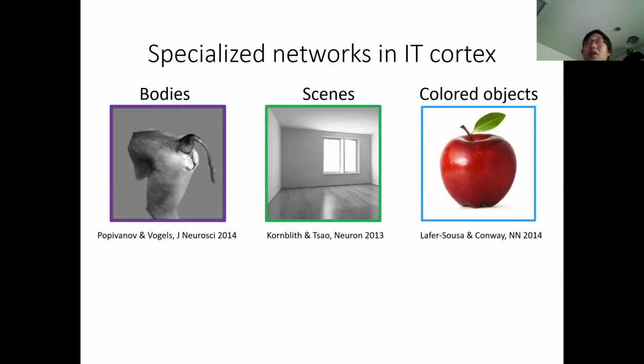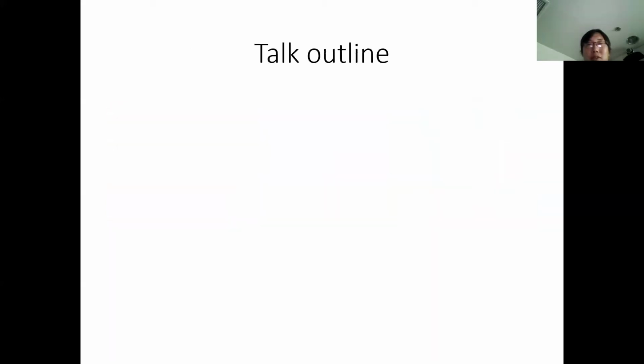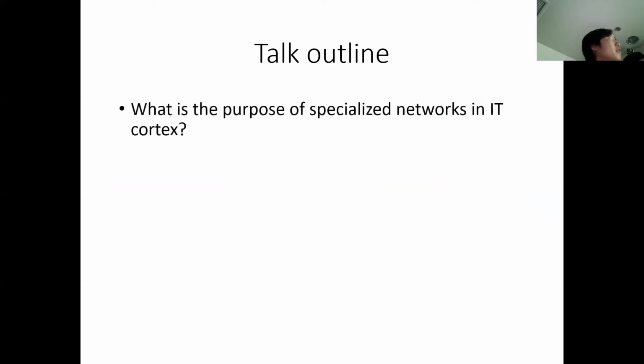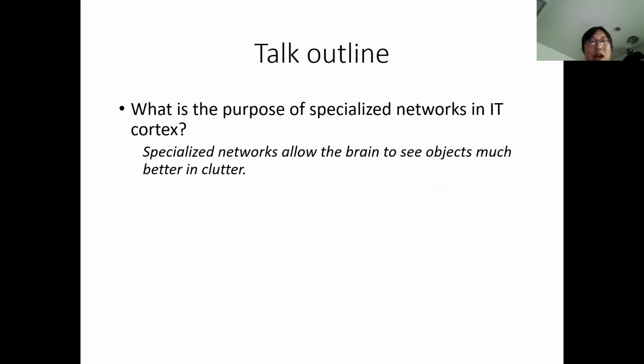Besides the face network, specialized networks have been found in IT for bodies, places, and colored objects. In my talk, I will address 2 questions. First, what's the functional purpose of specialized networks? In other words, why does the brain contain face patches, body patches, and so on? I'm going to present evidence that a specialized network allows the brain to see objects much better in clusters.